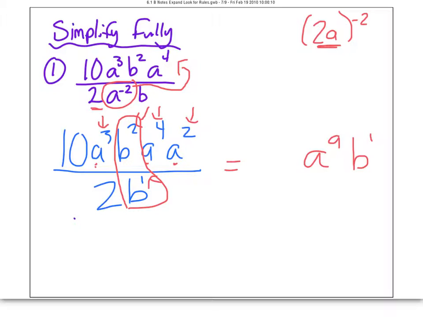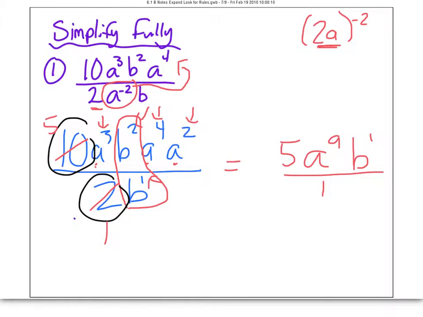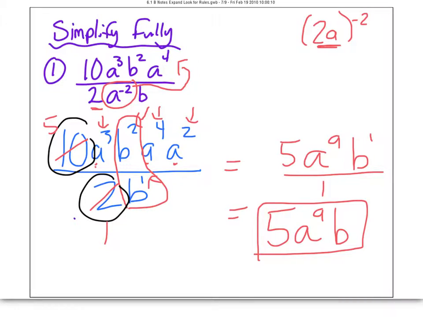Then I'm going to stop and pause and check the numbers and realize I have a 2 on the bottom and a 10 on the top. I can take 2 out of both. So 2 divided by 2 is 1. 10 divided by 2 is 5. So I have a 5 on the top and a 1 on the bottom. Typically, we don't write that 1. So our final answer would be 5 a to the 9th, and a single b, because we don't, again, typically write exponents with a 1 on there.